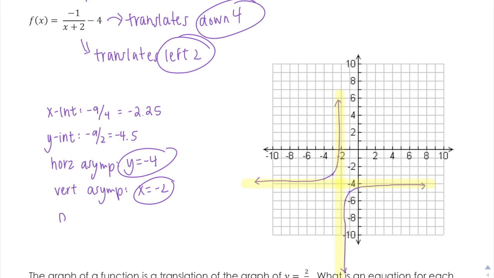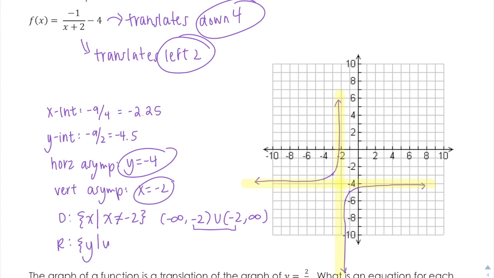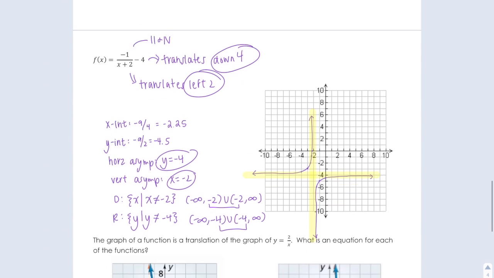And so once I have my asymptotes, then I can do my domain and my range. My domain, x is anything but -2. Which if you wanted to write it in that interval form, you could say from -infinity to -2 parentheses union -2 to +infinity. Just putting that -2 right there. And my range, y would be anything but -4. In that interval notation, -infinity to -4 union -4 to infinity. Putting that same thing there and there.